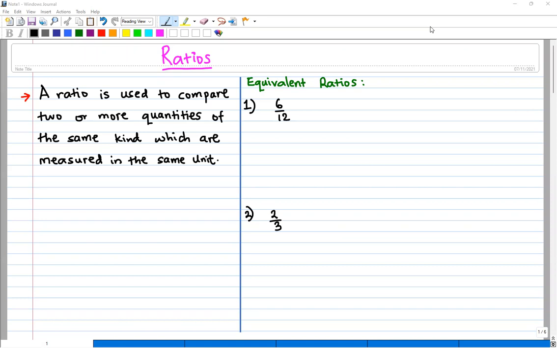Okay, students, I believe that you are doing great. So we are beginning our term 2 of our academic year 2021. Unit 1 will be about ratios.